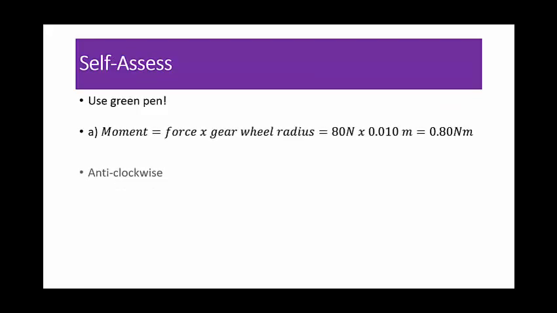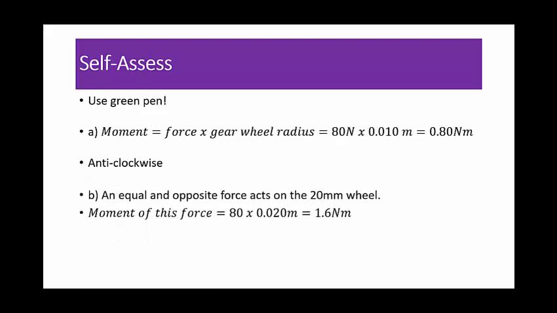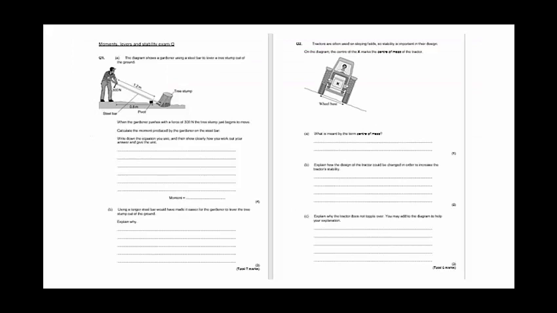Okay, so for part A, you should have done 80 times 0.01, which is 0.8 anti-clockwise, and for part B, 80 times 0.02 is 1.6 Newton meters clockwise. Okay, have a go at these 2 past paper questions. Pause the video for a moment, we'll go through the answers in a second.